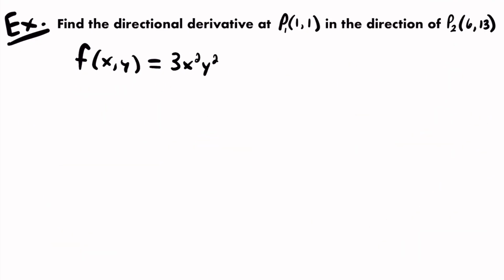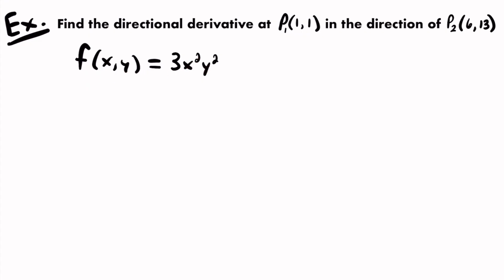For our next example, we want to find the directional derivative at point P1 with coordinates of 1, 1 in the direction of point P2 with coordinates of 6, 13. And we're given a multivariable function f of xy is equal to 3x squared times y squared.